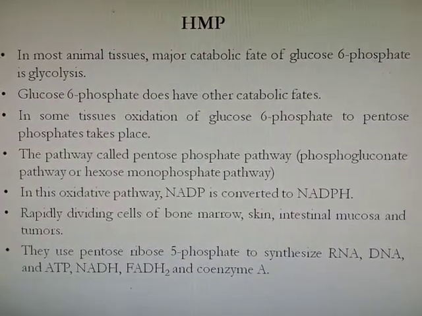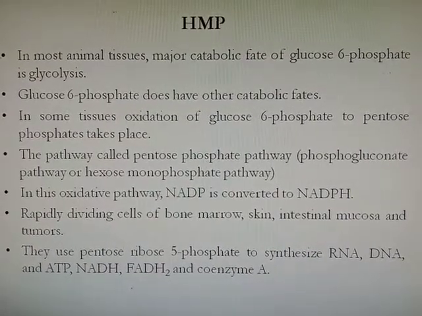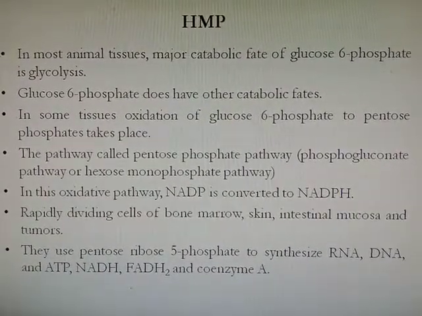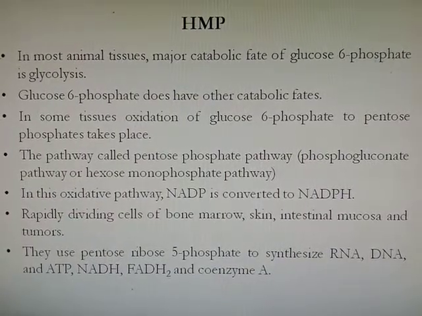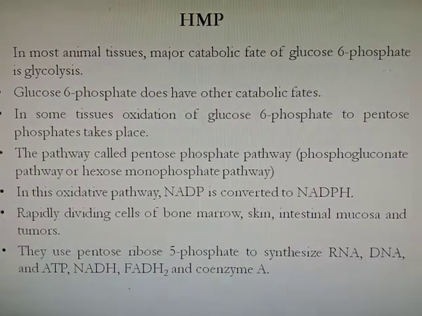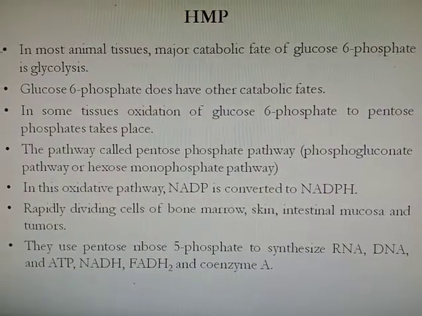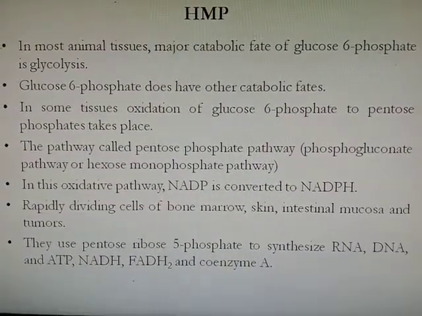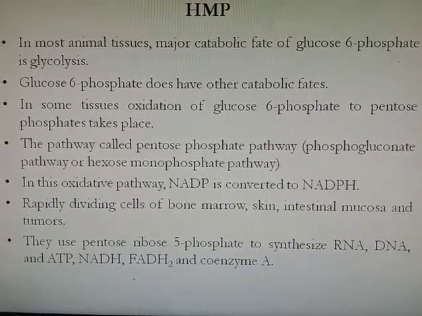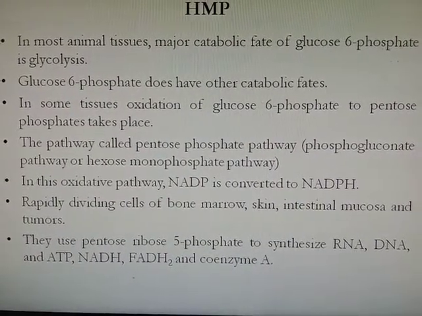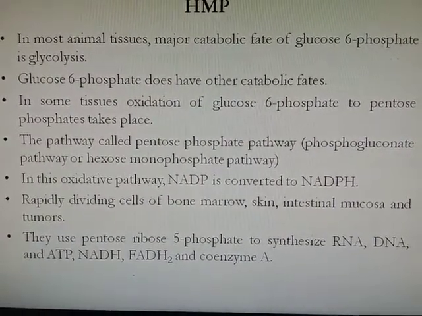In most of the animal tissues, the major catabolic fate of glucose 6-phosphate is glycolysis. So in most of the tissues, whenever glucose 6-phosphate is formed, it is utilized for glycolysis to produce energy. Okay, but glucose 6-phosphate does have other catabolic pathways also.